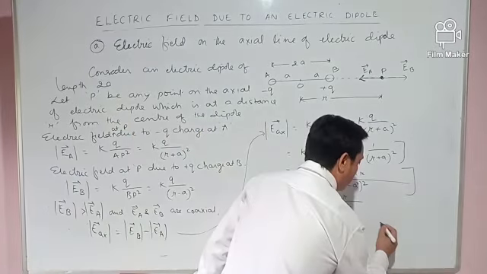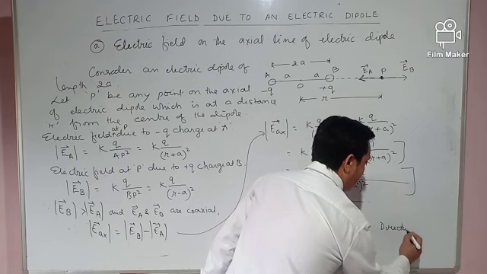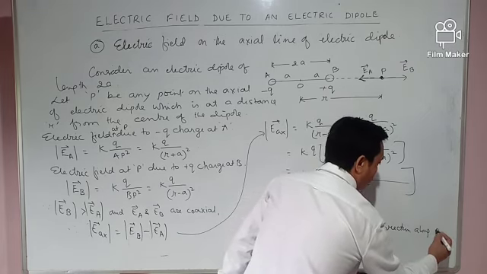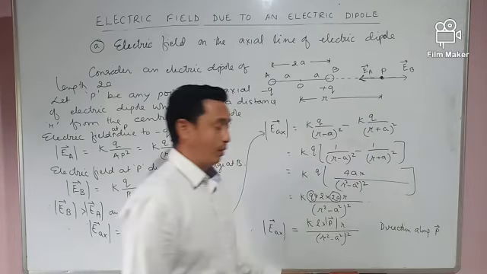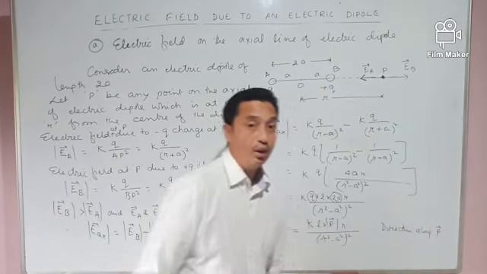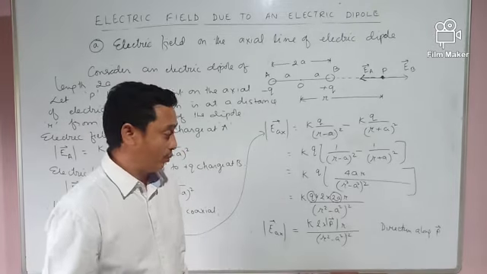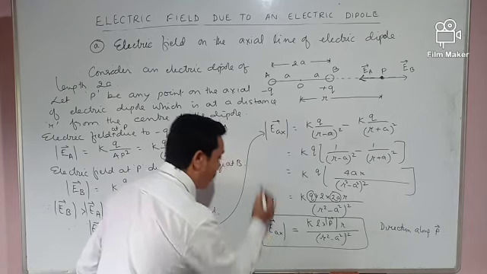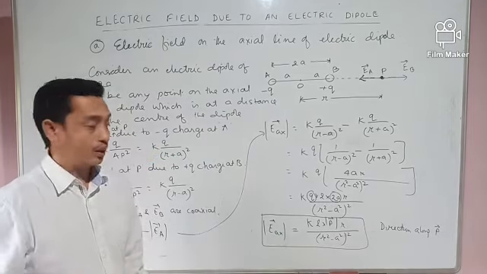The direction of the resultant electric field will be along the direction of the dipole moment P. So that is the required expression of electric field on the axial line of the electric dipole.